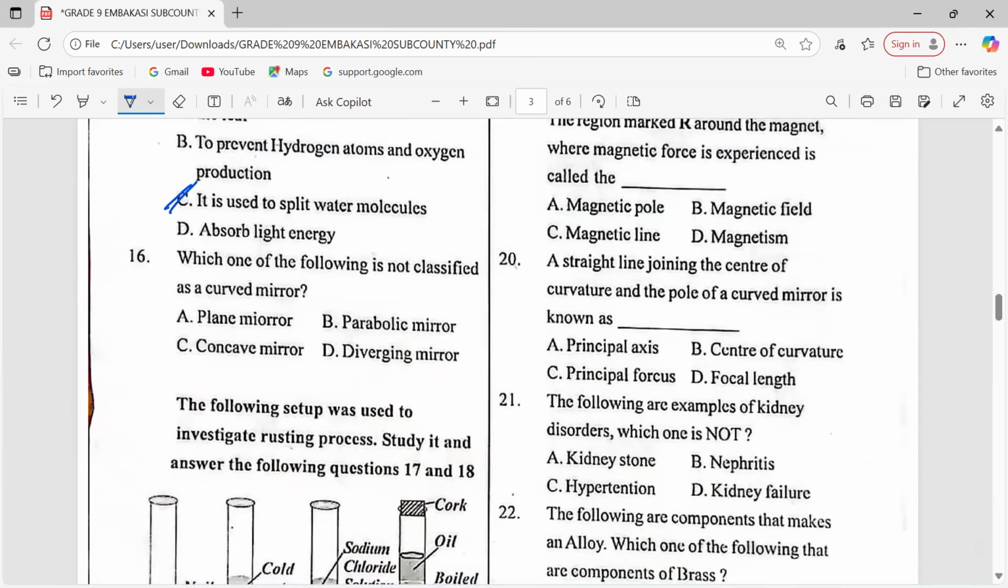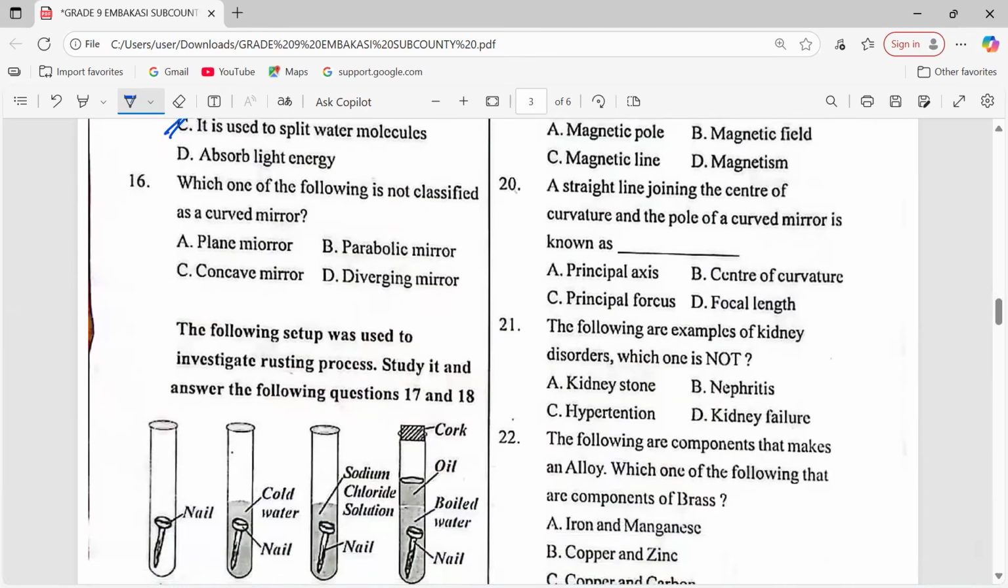Which of the following is not classified as a curved mirror?